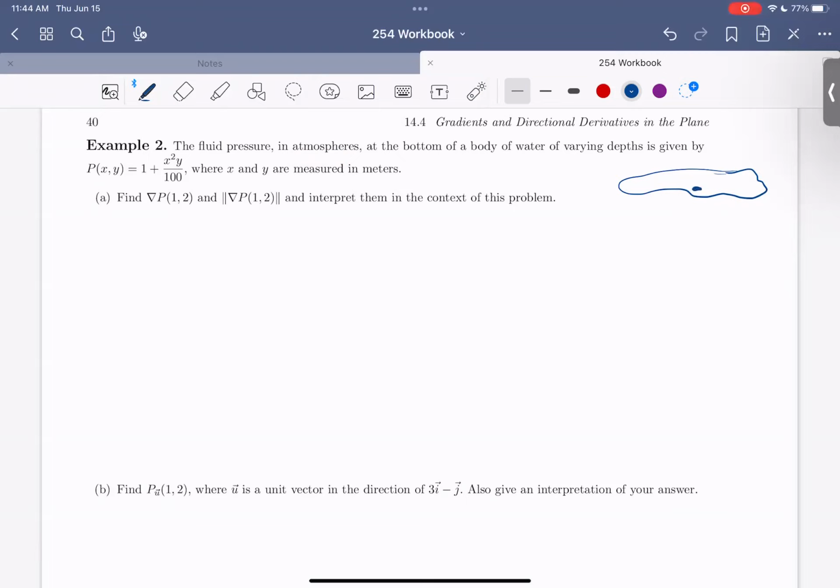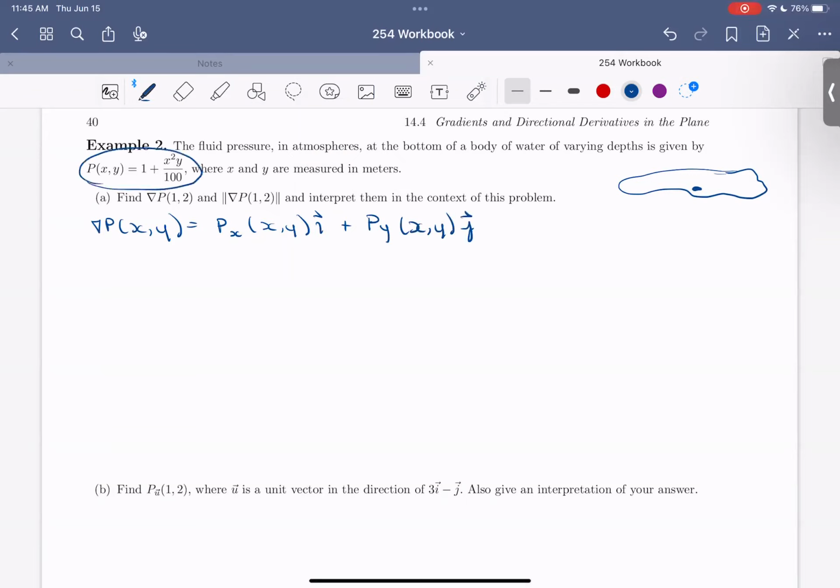So x and y might be somewhere located in the water, so we want to know how much pressure we have at that point. Okay, so we need to find the gradient of p at (1, 2), and the length of the gradient of p at (1, 2), and interpret them in the context of this problem. All right, so let's go ahead and get started. So first of all, the gradient of p of x y, recall, is just going to be the partial derivative with respect to x times i plus the partial derivative with respect to y times j.